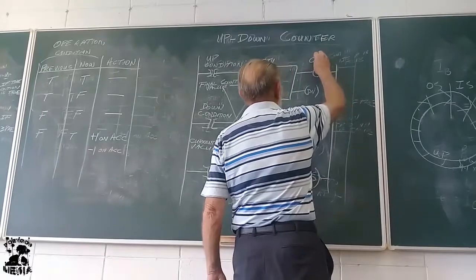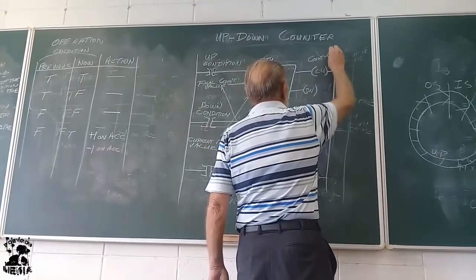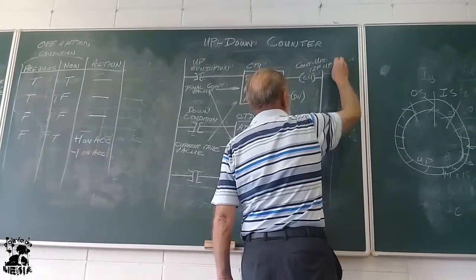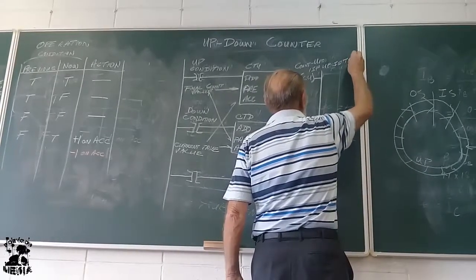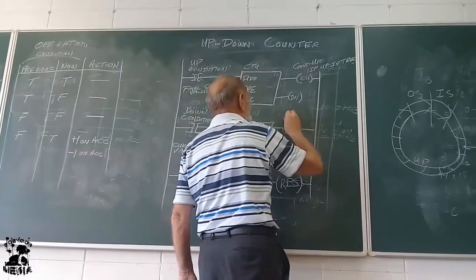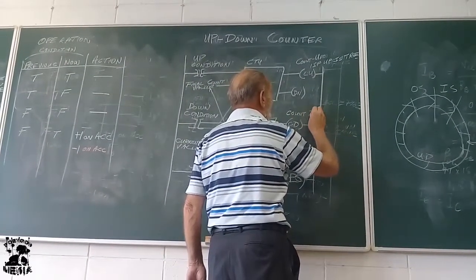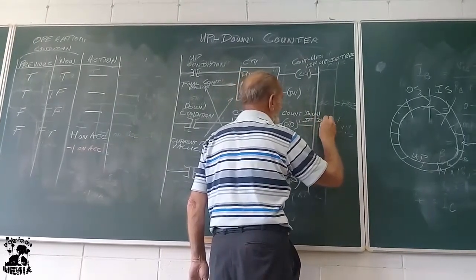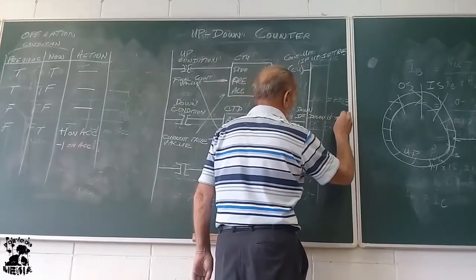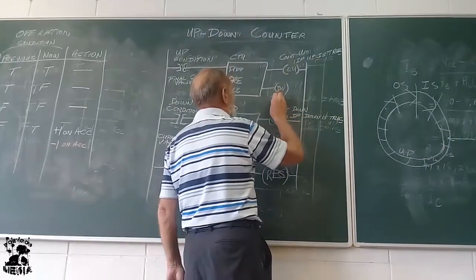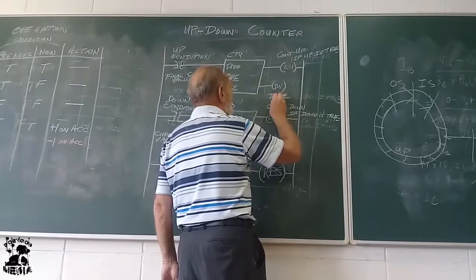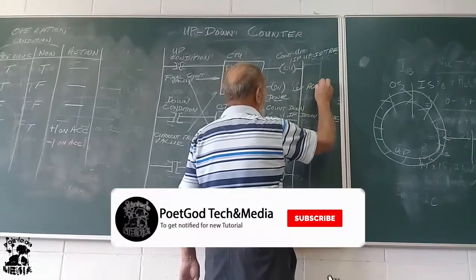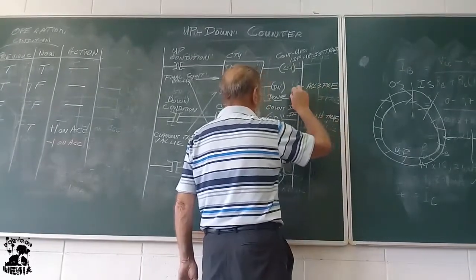CU is count up, which is one if up is true. CD is count down, which is one if down is true. DN is done, which is one if the accumulator is bigger or equal to preset. And that is the same here.